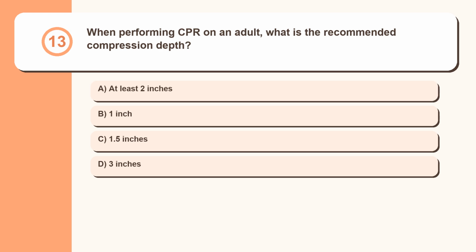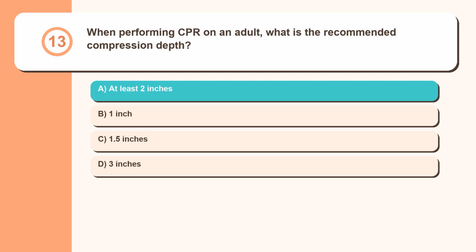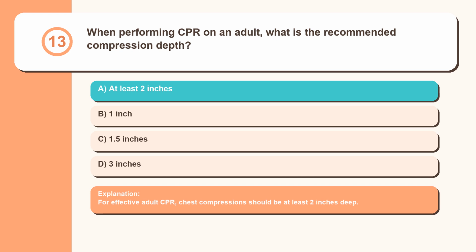Question 13. When performing CPR on an adult, what is the recommended compression depth? At least 2 inches, 1 inch, 1.5 inches, 3 inches. For effective adult CPR, chest compressions should be at least 2 inches deep.